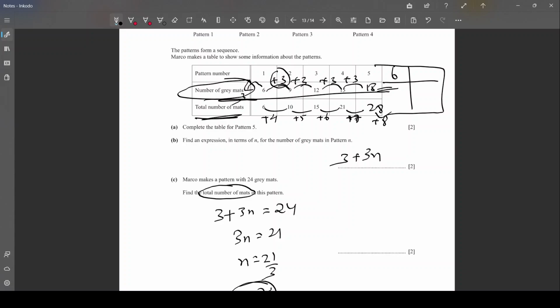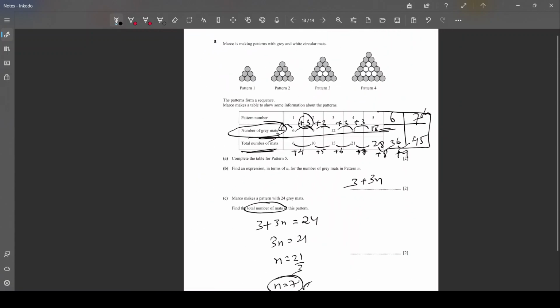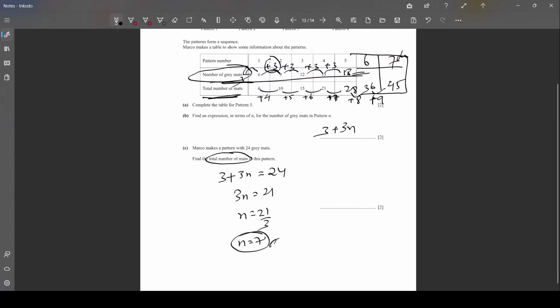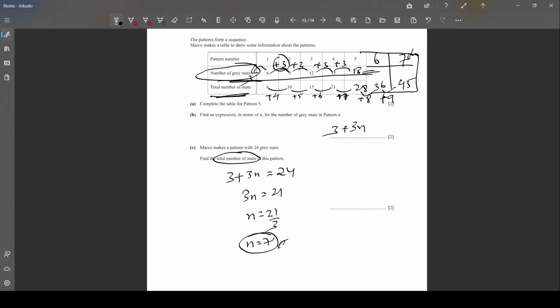The 6th term should be 28 plus 8, right? 28 plus 8 is 36. Then 36 plus 9, because after 8 we'll be adding 9, gives you 45, right? So the 7th term, because n is 7, so for the 7th term we get the total number of mats as 45.